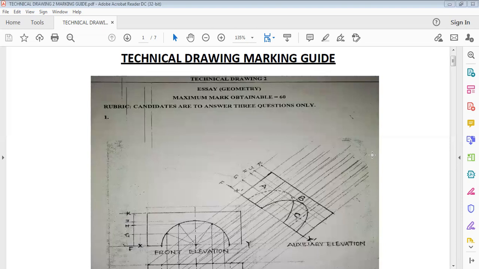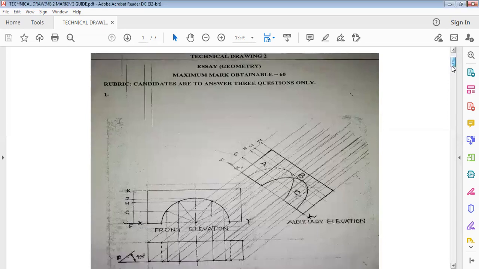So paper 2 is on geometrical drawing, which is titled essay, and as you can see on the screen, the maximum mark obtainable is 60 marks. And here we have that candidates are to answer 3 questions only. 4 questions will be given to you, and you are expected, as instructed here, to answer only 3 questions.